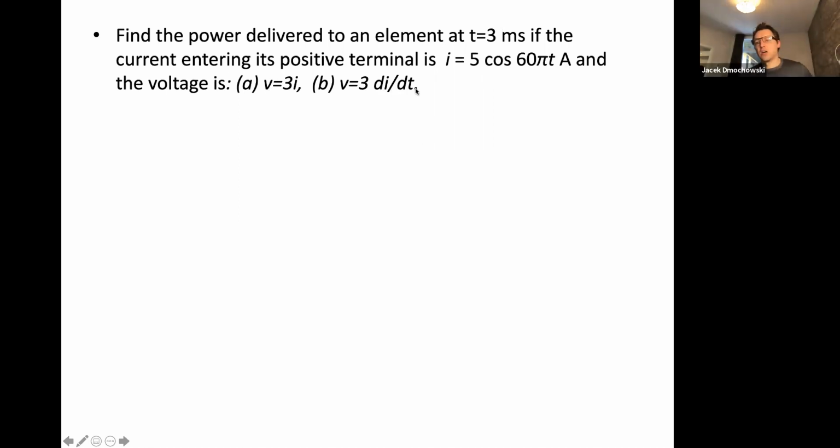So first of all, what is the equation for power? Voltage times current. That's right. So what do we have to do here in part A? To get a power? Combine those equations. Yep. And so what two functions am I going to have to multiply here in the first part? 3i and 5 cosine 60 pi t.